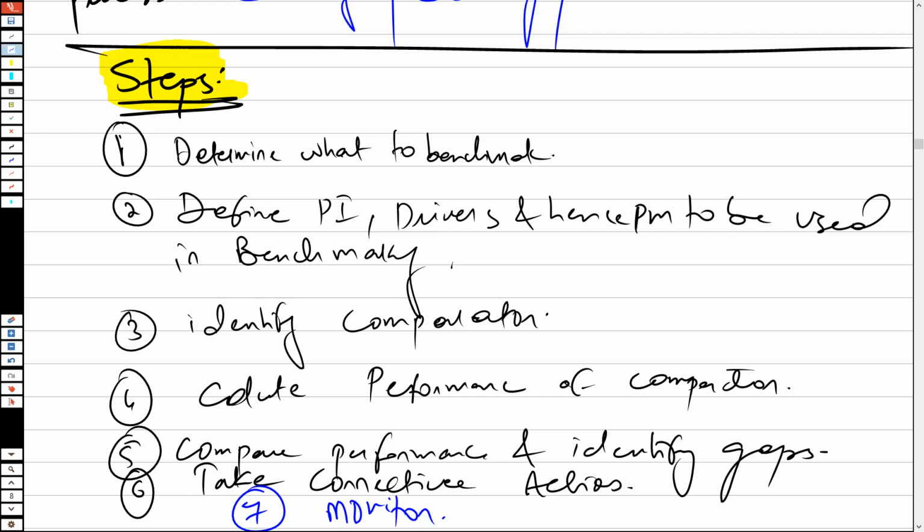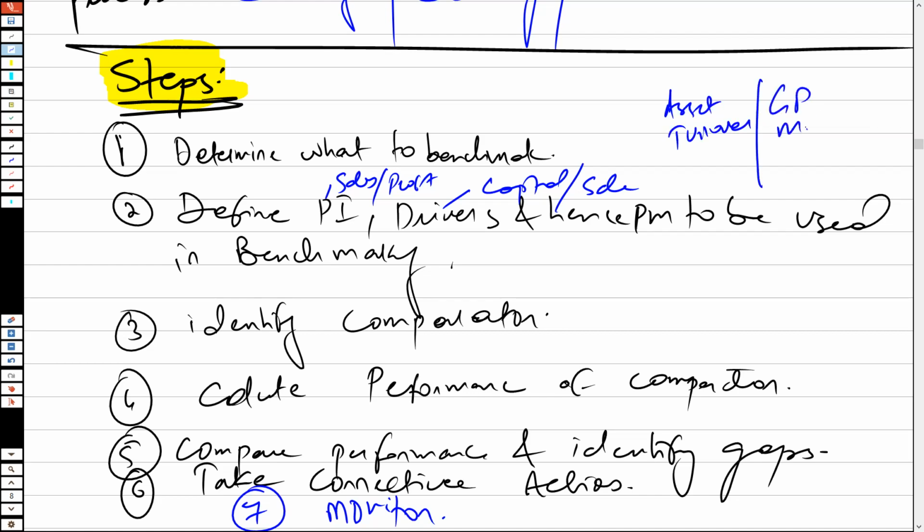For example, one performance indicator could be sales and the driver could be capital. Another performance indicator could be profit, with the driver being capital or sales. That's why we have the asset turnover ratio, the GP margin, etc. So this is going to be the performance measures. You determine which performance measures to use. Then you identify the comparator, the organization with which you are going to compare yourself.